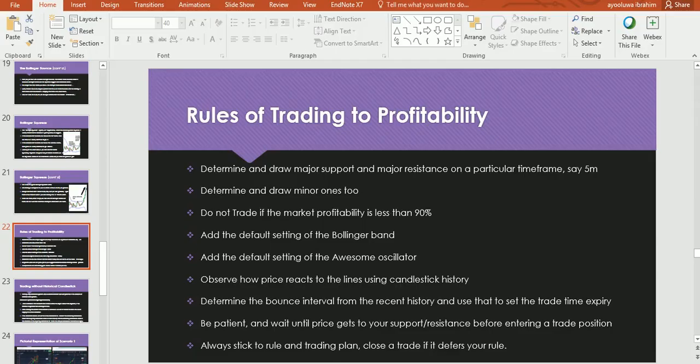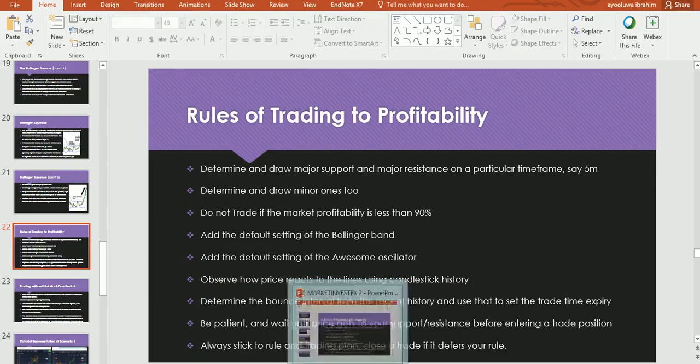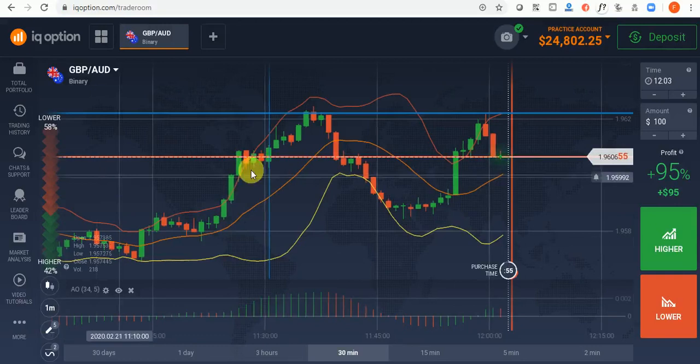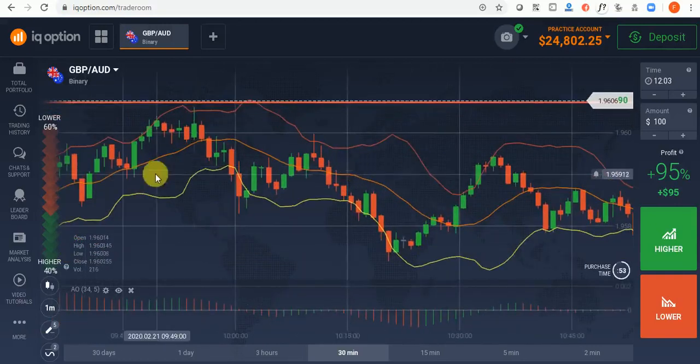Okay, so you add your awesome oscillator. Your awesome oscillator will let you know when a trend is about to begin, in case you want to make quick profit from the market. Now, observe how price reacts to the lines using candlestick history. That was what I said when I was going back to history to check how the market was reacting.